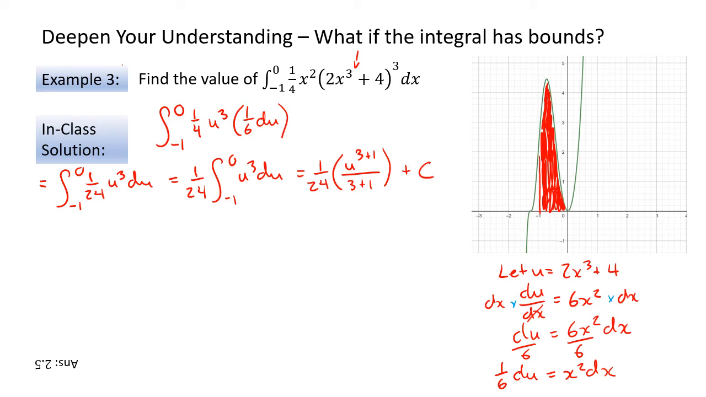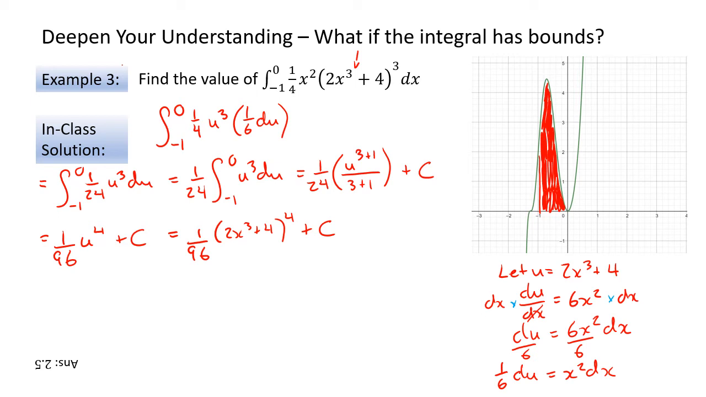So if I simplify this, I have 1 over 24, and then I also have a 1 over 4, because 3 plus 1 here is 4. So multiplying those together, I get 1 over 96, u to the 4 plus a constant. So our last step is now substituting in the value for u, gives us 1 over 96 times 2x cubed plus 4 to the exponent 4 plus a constant.